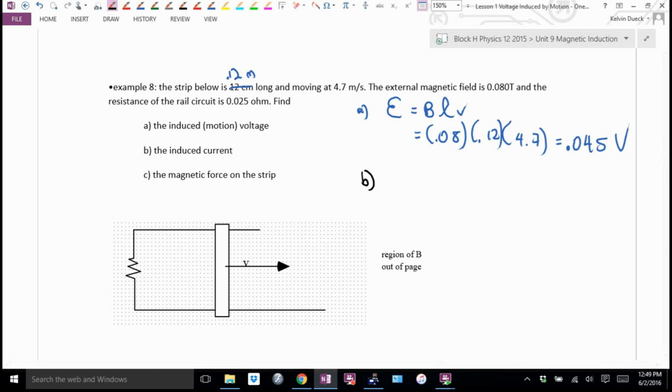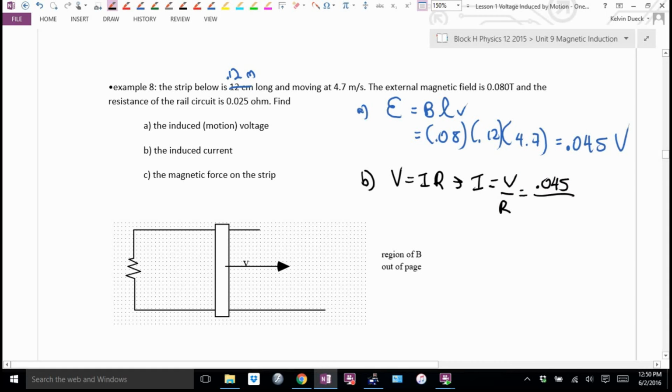Kyle, what does B want me to find? Current. What did I find in part A? Voltage. Is there an equation that has current and voltage in it? There is. Ohm's law from last unit. V equals I times R. Could you get the I by itself for me, Kyle? Which V? The induced voltage. Which R? The resistance of this system.